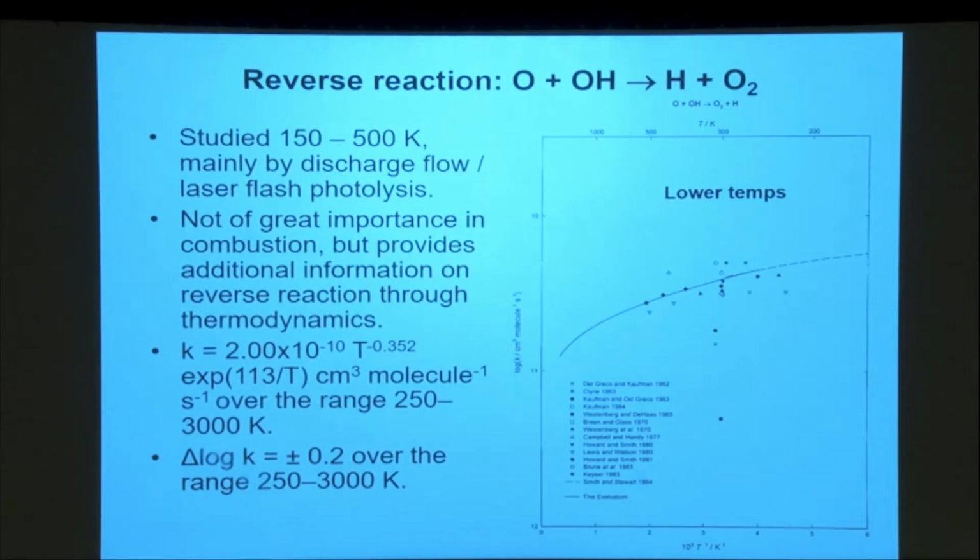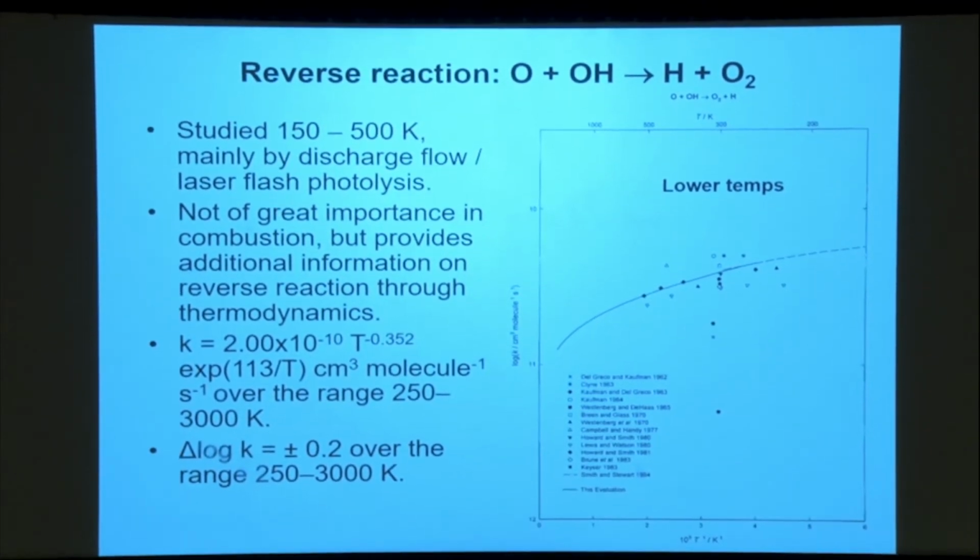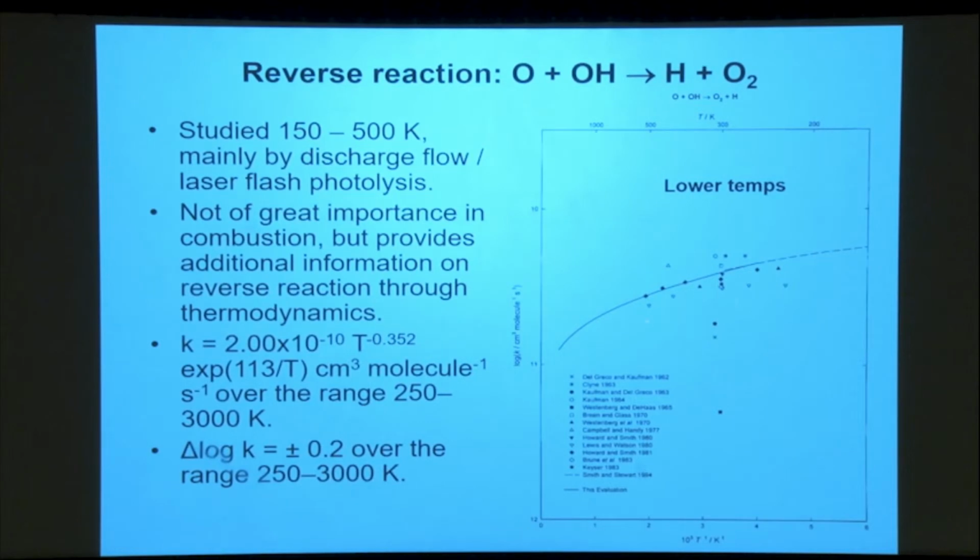O plus OH goes to H plus O2. This is an old plot from one of the Baulch evaluation studies. You can see there's an awful lot of scatter in the historical experimental data for this reaction. It's been studied over low temperatures, mainly by laser flash photolysis. It's not hugely sensitive in combustion, but actually it's in the mechanism as the reverse of H plus O2, obviously.